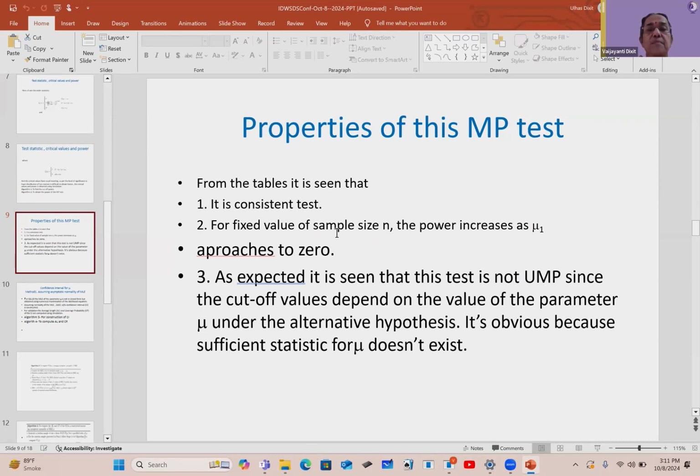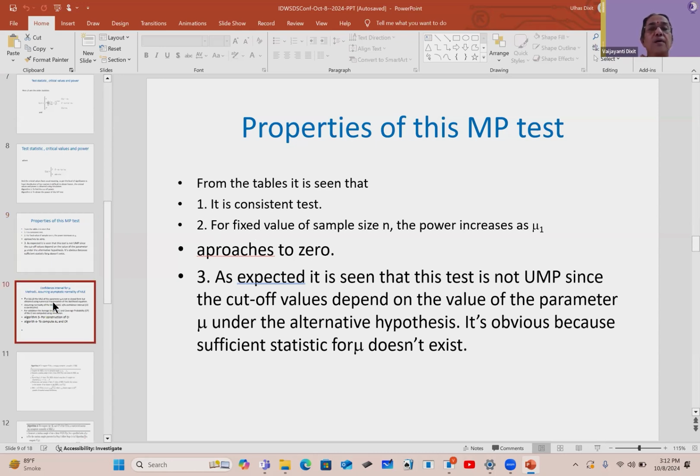Further, for a fixed sample size n, the power increases as mu1 approaches 0. Approaching 0 means mu1 may be positive or negative; as it goes towards 0, the power increases. Since this distribution has no sufficient statistic, the entire sample is sufficient for the single parameter mu. The same test is not UMP, so a UMP test doesn't exist. Only the MP test that we have constructed exists.